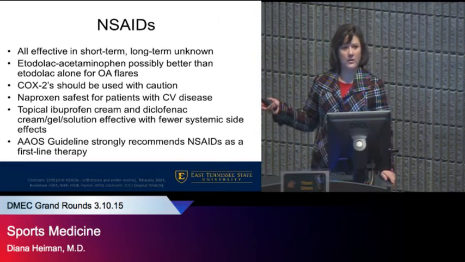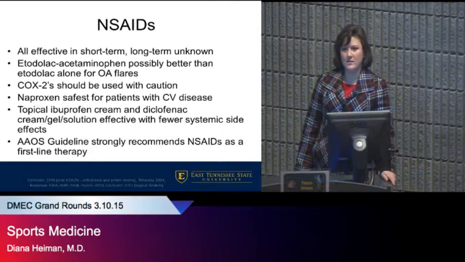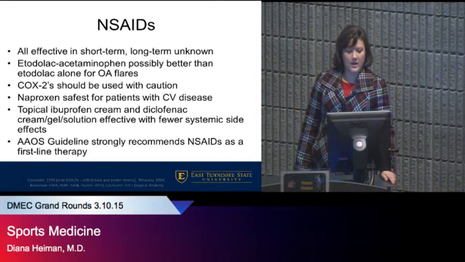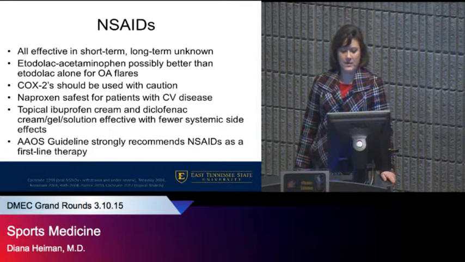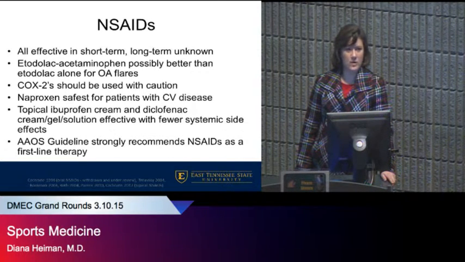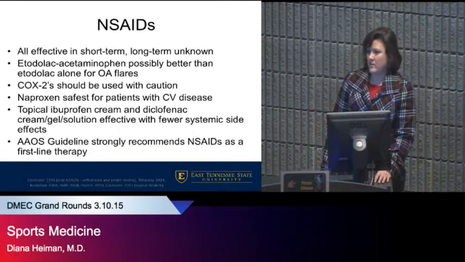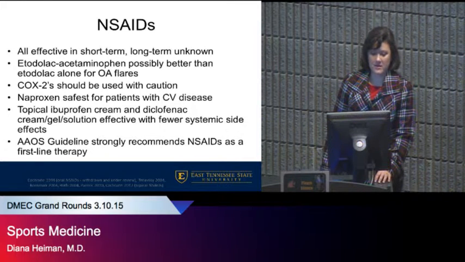NSAIDs, all of the varieties are effective in the short term. Again, long-term data is unknown because they have not looked at studies over a long course of time. Etodolac, which is Lodine, combined with acetaminophen is possibly better than etodolac alone. That's one individual study. Etodolac tends to be a little easier on the stomach. It's not on the $4 list, and it's not always easy to find or get for people. But it is one that I've had good success with, especially when people have had GI upset from other NSAIDs.